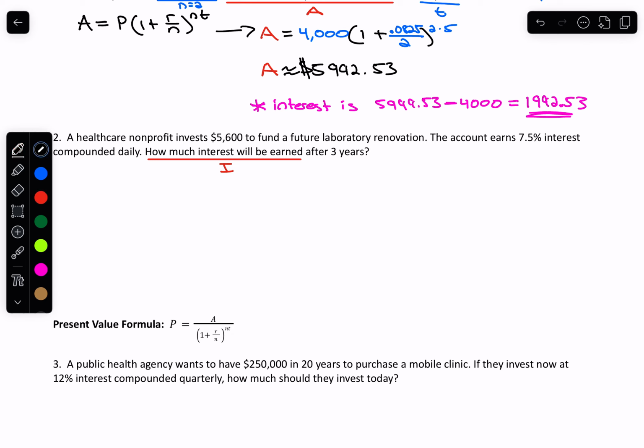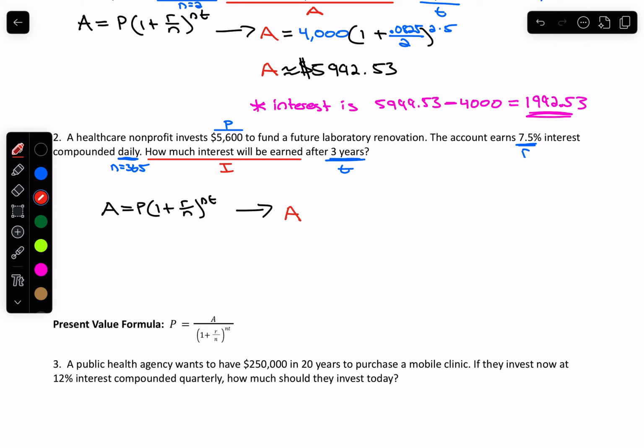But first, what we're going to do is just copy down our formula. A equals P times 1 plus R over N to the power NT. And then we're going to find all the values that we need. So we can see that 5,600 is the amount invested. So that's the principal. It's 7.5% interest. So that's our R value. Compounded daily. Remember, daily means N equals 365. And it's for 3 years. So that's our T.